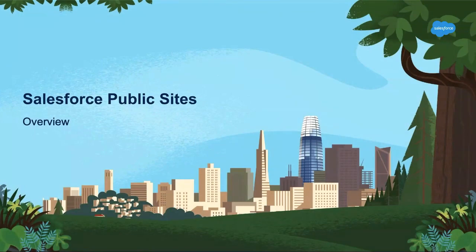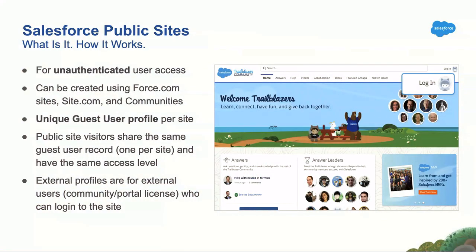All right, so what is a Salesforce public site? So basically, Salesforce public sites, they allow you to broaden your audience. And how do they do this? They do this by allowing unauthenticated access. So what does this mean? Anybody on the internet can now access your public site without requiring to log in. So how would you create a public site? You can use force.com or site.com or the communities platform to create your public site.